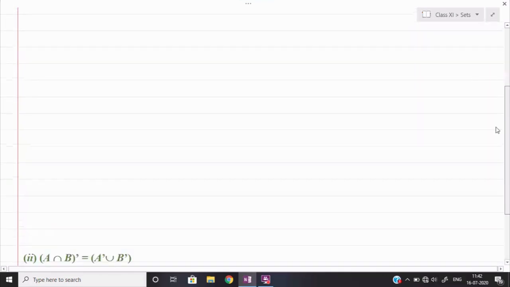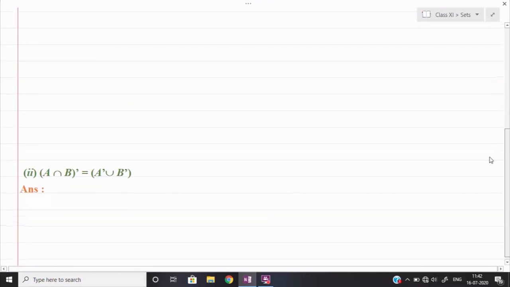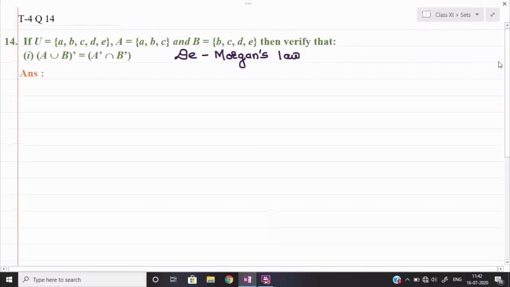So this part you do by your own. As you see the first part, accordingly you can solve the second part. De Morgan's law we will study more in the upcoming sessions. So here let us see how we can find out.